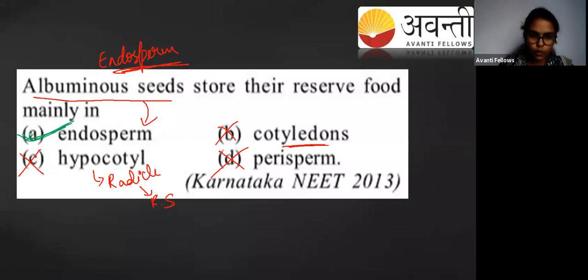Okay, so see, when there is a remnant of endosperm, we call it albuminous. When in any seed there is no remnant of endosperm, we call it exalbuminous or non-albuminous. This was so easy, right?